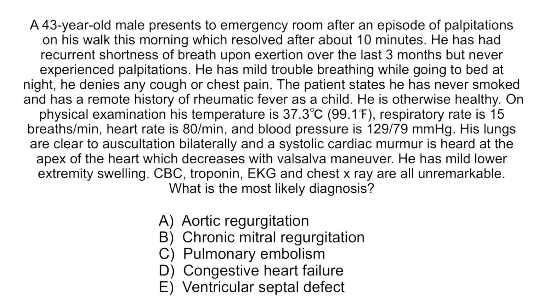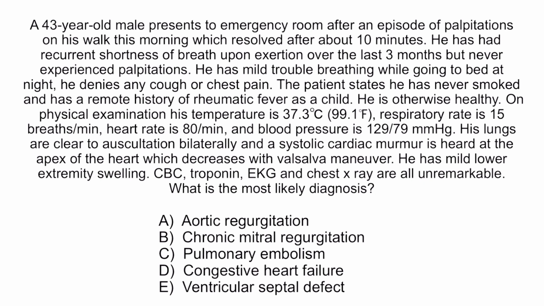On physical exam, his temperature is 37.3 degrees Celsius. Respiratory rate is 15, heart rate is 80, and blood pressure is 129/79. His lungs are clear to auscultation bilaterally, and a systolic cardiac murmur is heard at the apex of the heart, which decreases with Valsalva maneuver. He has mild lower extremity swelling. CBC, troponin, EKG, and chest X-ray are all unremarkable. What is the most likely diagnosis? A. Aortic regurgitation. B. Chronic mitral regurgitation. C. Pulmonary embolism. D. Congestive heart failure. Or E. Ventricular septal defect.